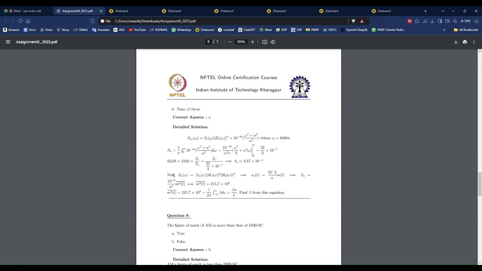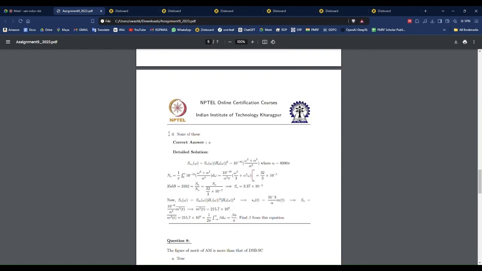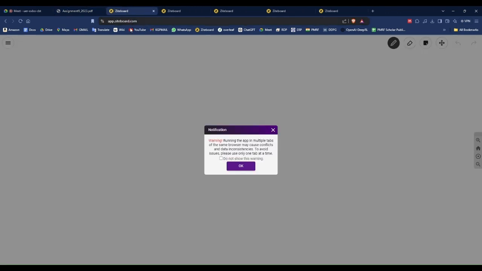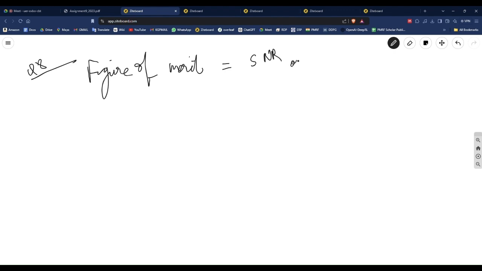The figure of merit. Okay, so moving on to question number 8. The figure of merit of AM is more than that of DSBSC. True or false? So here we have to find the figure of merit of AM. The figure of merit, as we know, is the ratio of the output SNR and the input SNR. SNR output by SNR input.